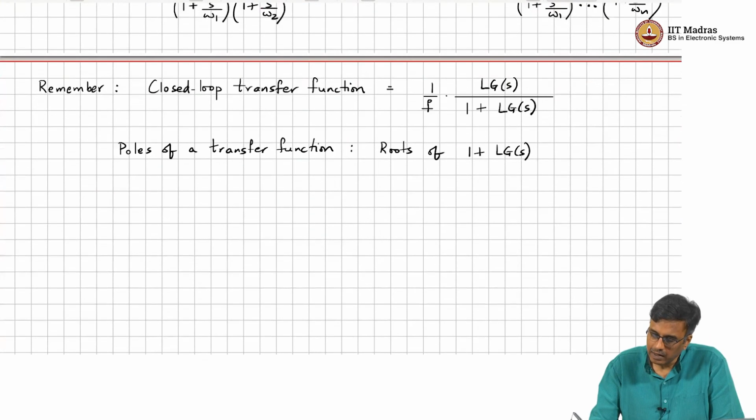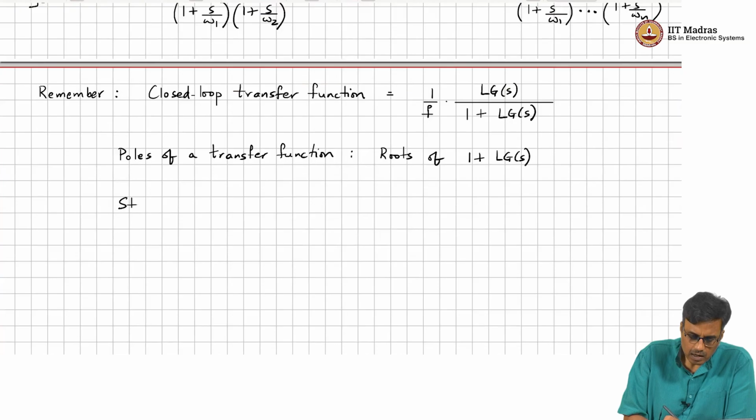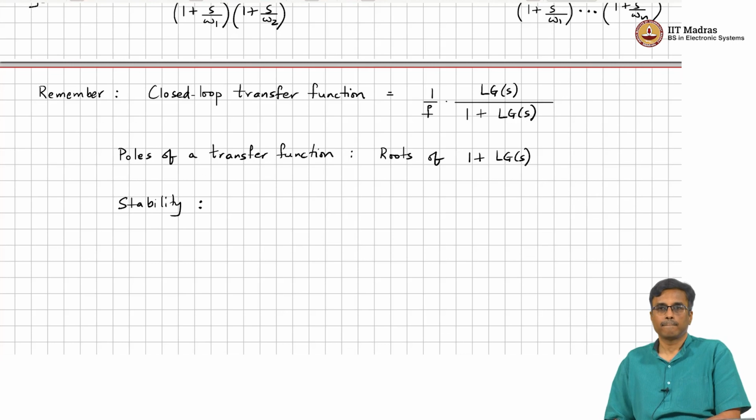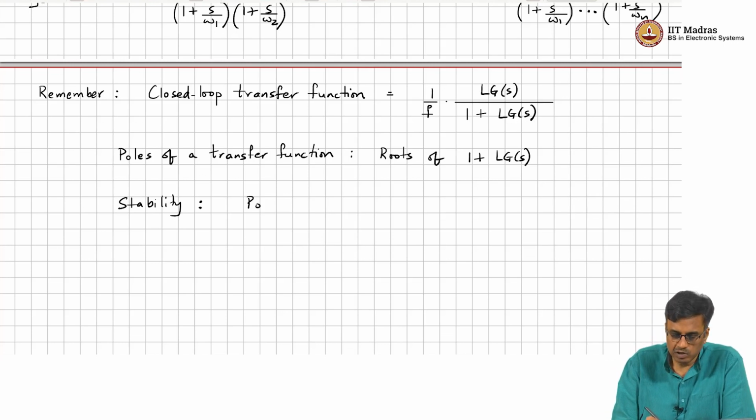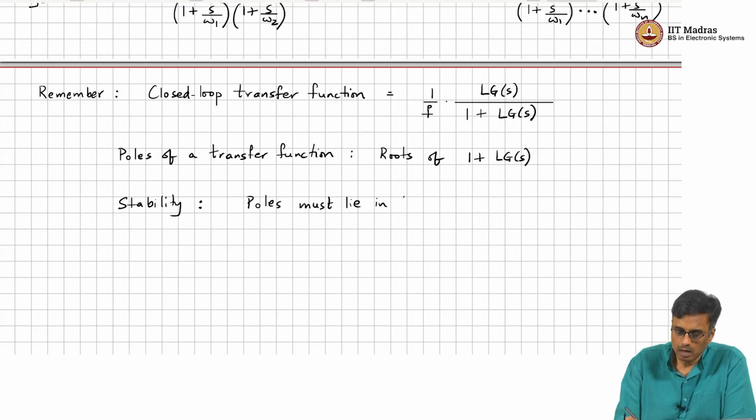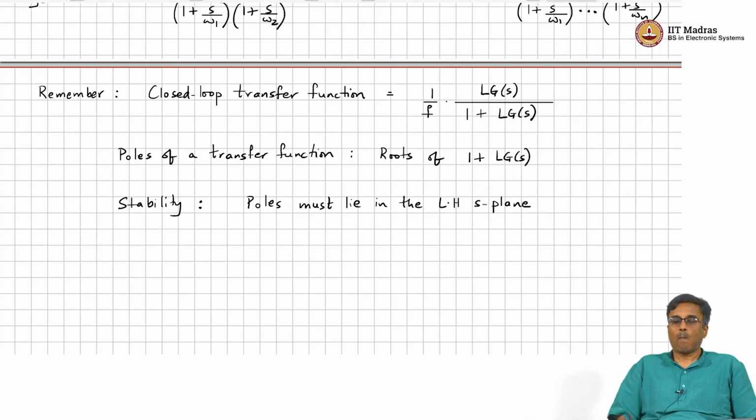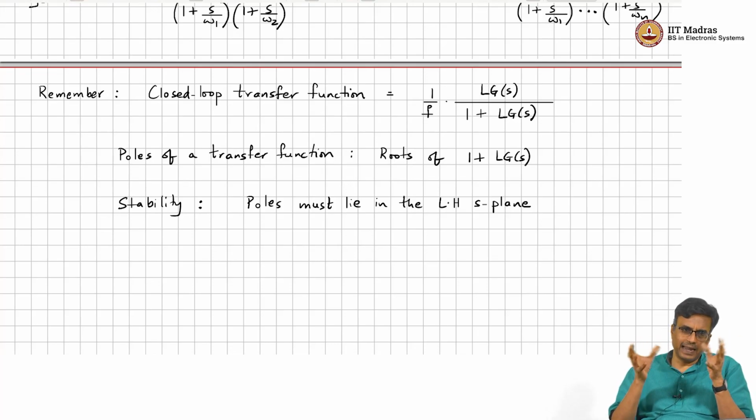All right. And remember again, for stability, poles must lie in the left half s plane. Is that clear? All right. And from experience, if you have a feedback loop and if there is a lot of delay in the feedback loop, what do you think will happen?